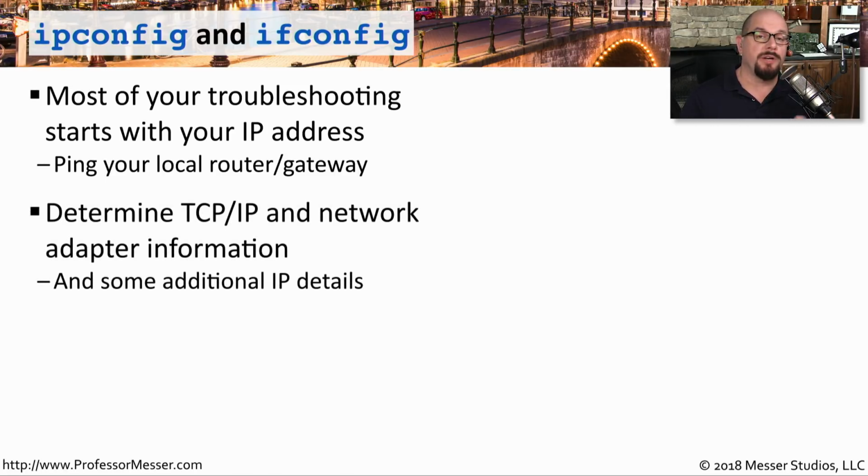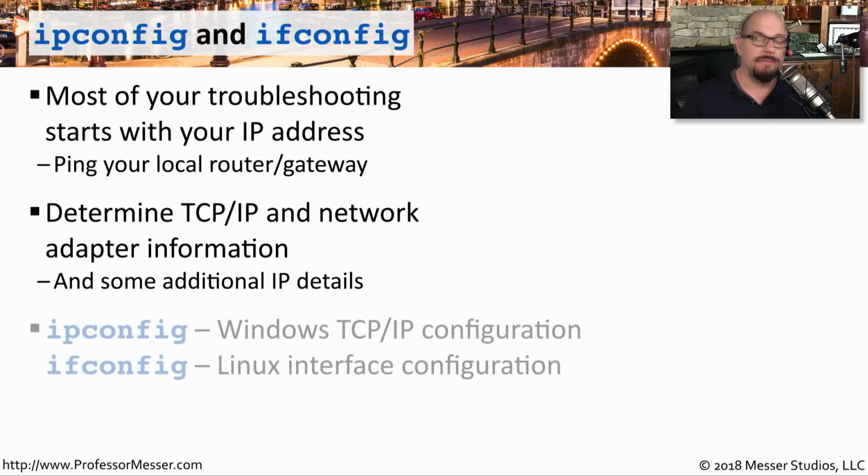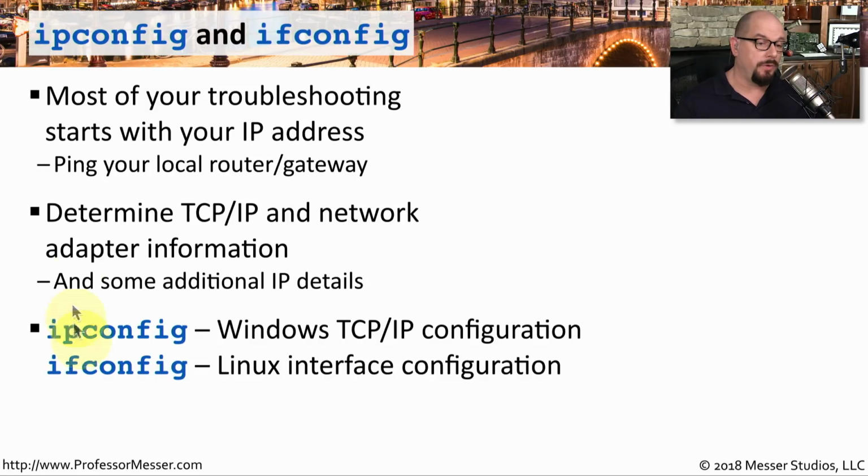These commands will tell you much more than just the IP address of this device. You'll get subnet mask information, you'll know what the default gateway happens to be, you'll learn about DNS settings, and any other configurations that are specific to the IP stack. These two commands are very similar. There's only one letter difference between the two. If you're on a Windows workstation, use ipconfig, and on a Linux device, use ifconfig.